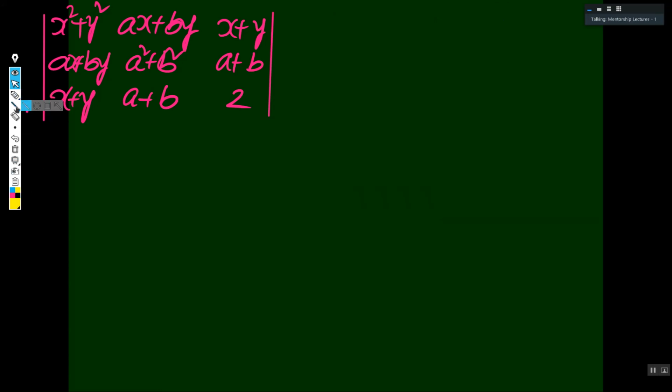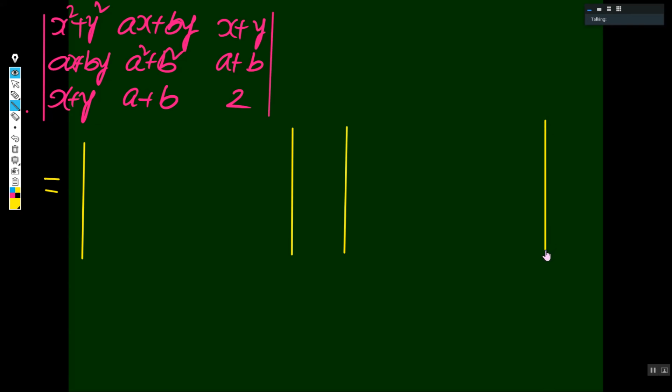Yeah, now say this. And I think it takes the form of a product of two determinants. I'm just checking whether it can be written as the product of two determinants or not. Let us try like this.